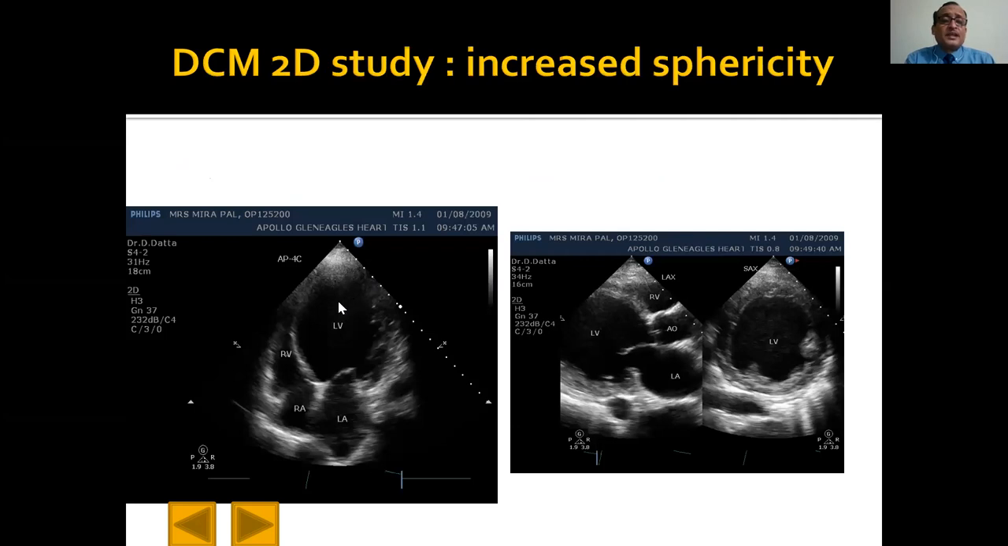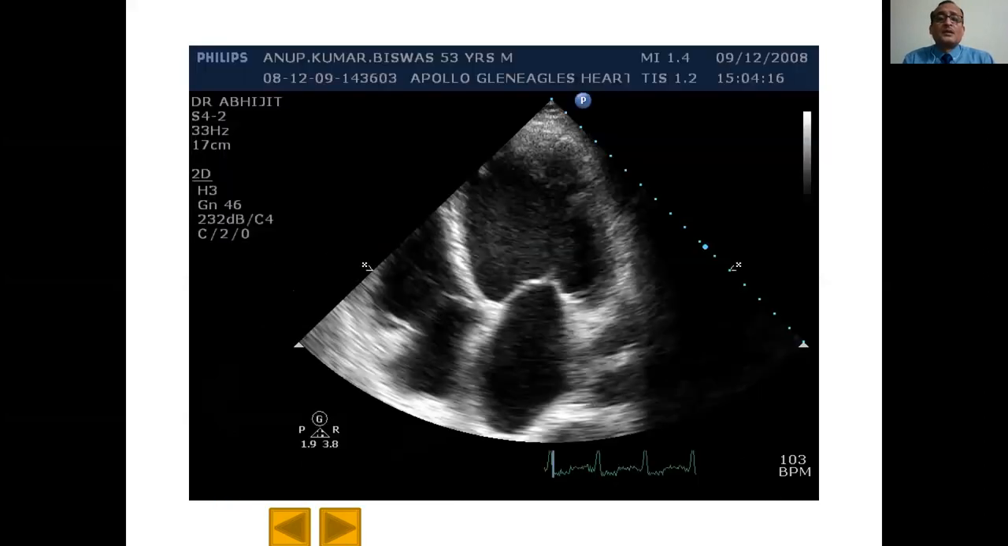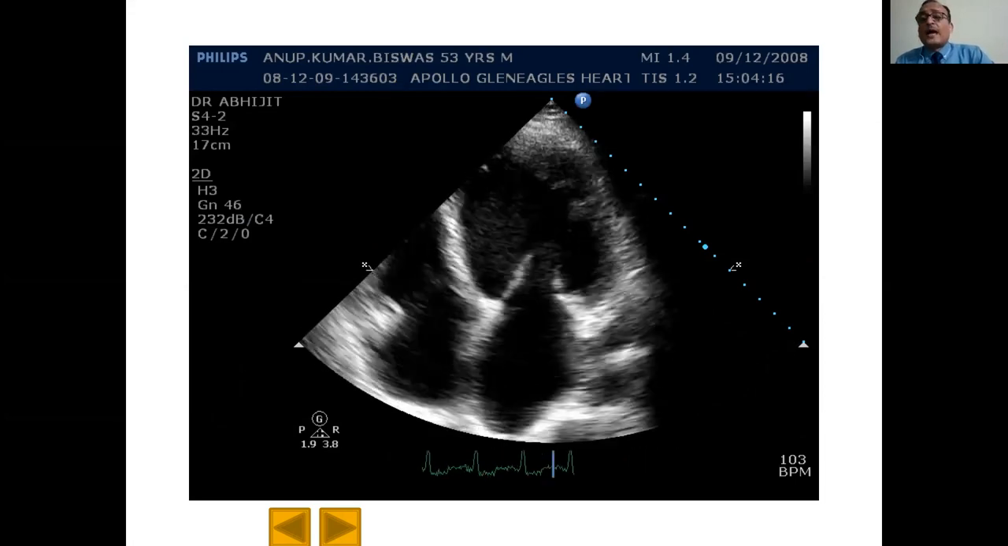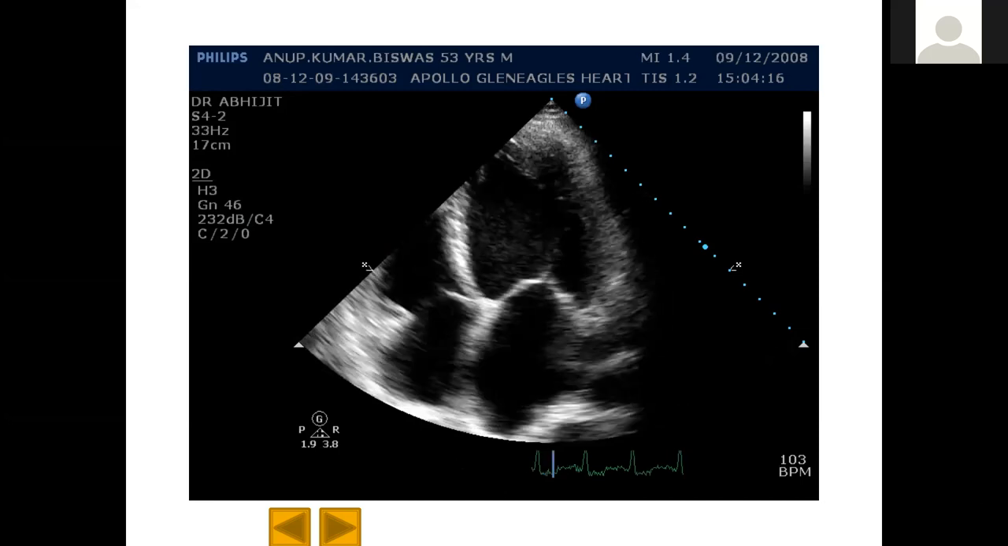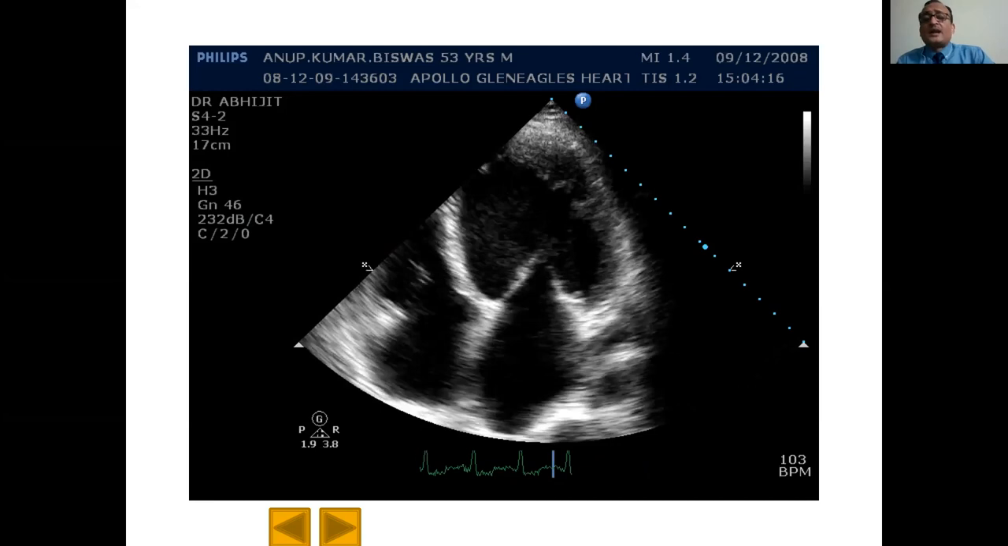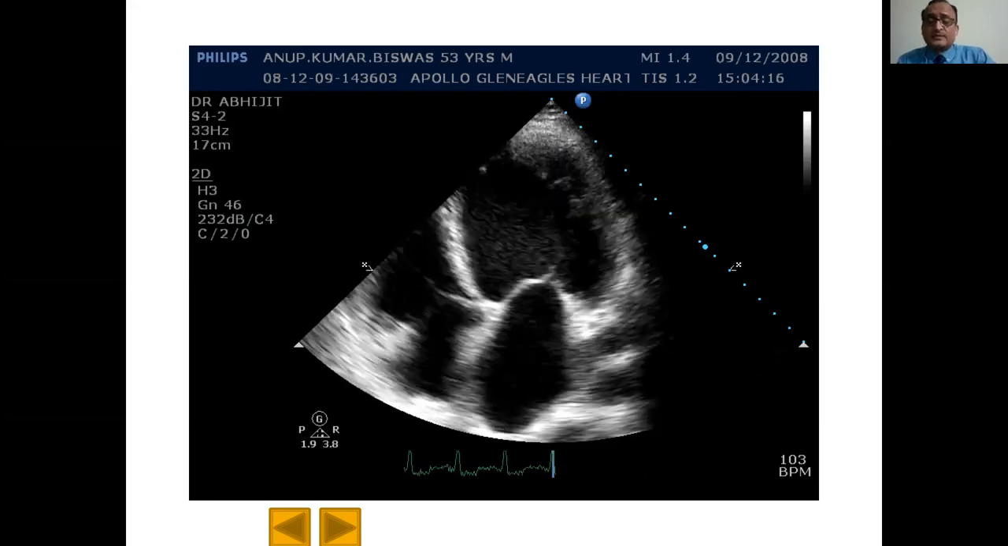Look at the picture on the left side. The left ventricle in a normal person is like a prolate ellipsoid, more like a bullet. And here it approximates to the shape of a football, it's more rounded. The same thing in the picture on the right side. Look at this video clip. There is global hypokinesia, very poor LV systolic function. How much is the ejection fraction? Hardly 20 or 25%.